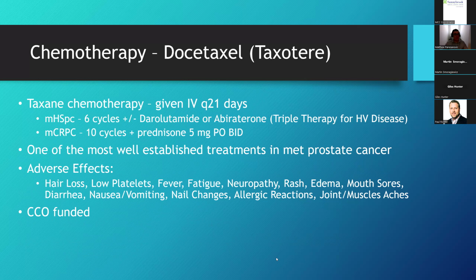Adverse effects are typical to chemo, but hair loss, low platelets, fever, fatigue, neuropathy, rash, edema, mouth sores, diarrhea, nausea, nail changes, allergic reactions, and joint and muscle aches. And it's fully CCO funded for these men.